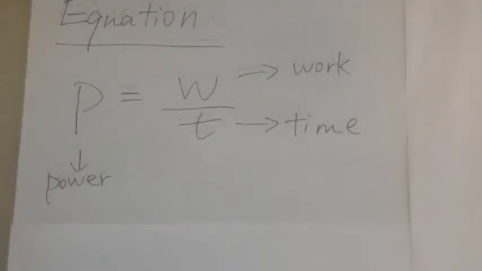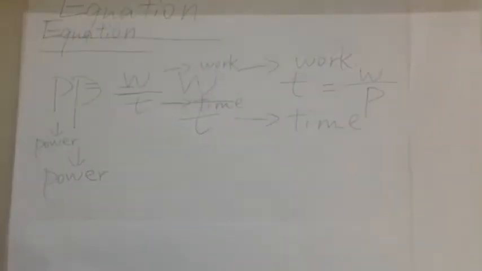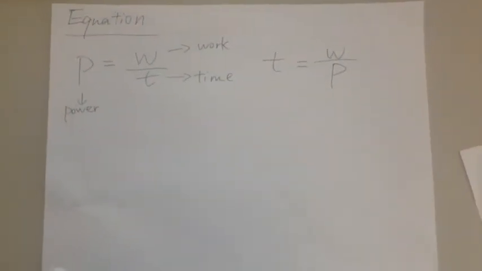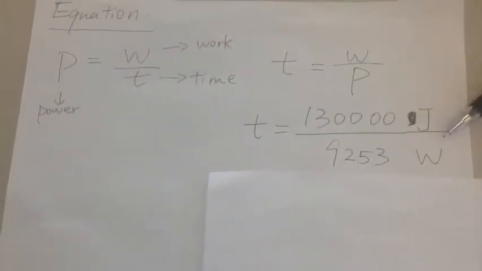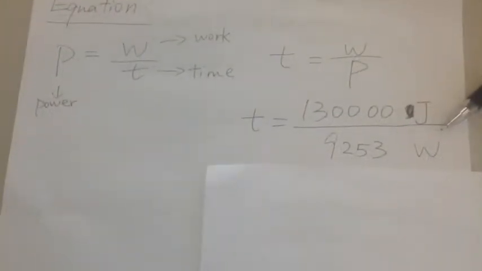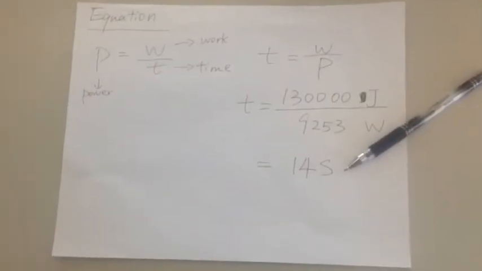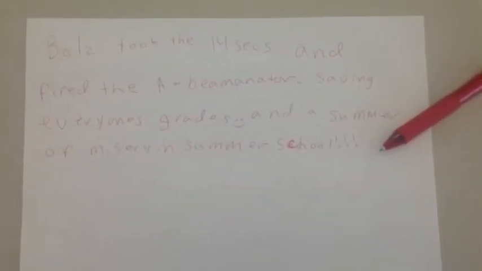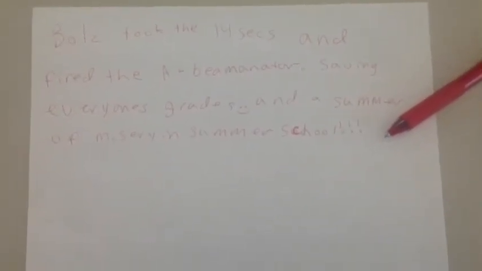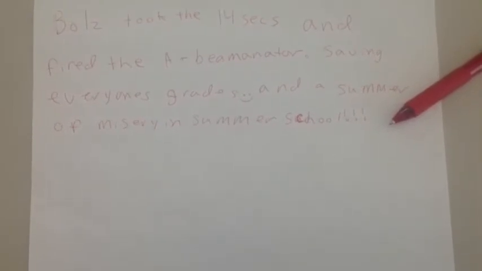Let's start with the equations. Power equals work over time. That equation you can then flip to time equals work over power. Now we must plug it in. The joules over the watts that we were given. This equals 14 seconds. Boltz took the 14 seconds and fired the A+ beaminator, saving everyone's grades in the summer of misery in summer school.